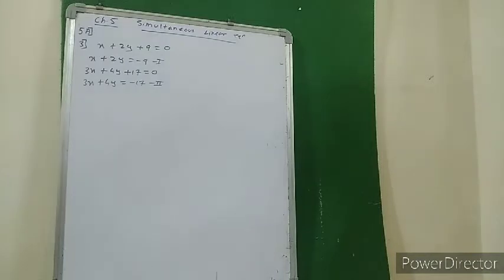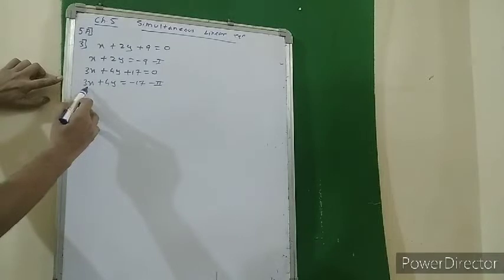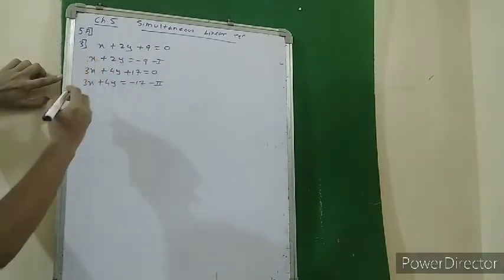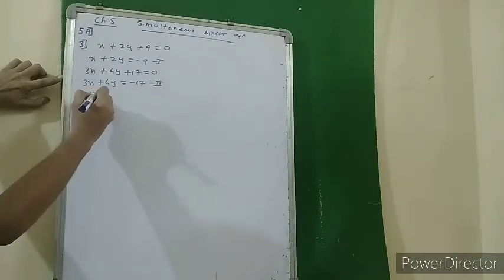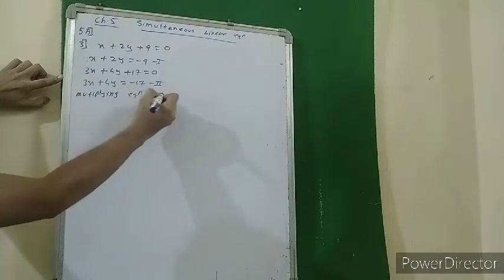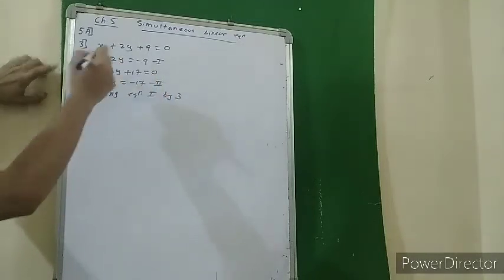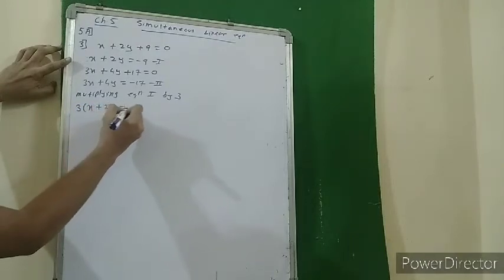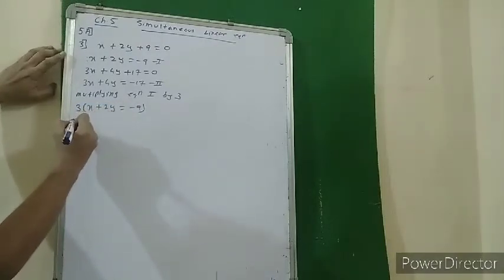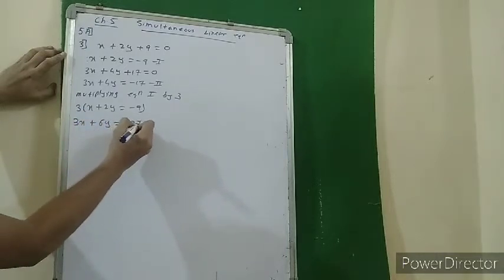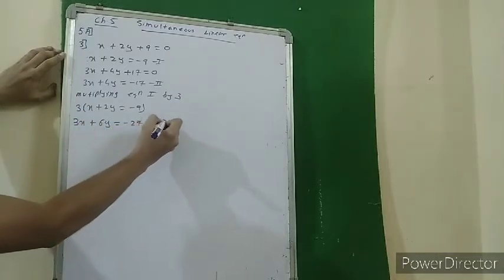Now what is the very first step? The coefficient should be the same. So we have 3 over here. Can we bring 3? Multiply equation 1 by 3. So multiplying equation 1 by 3, 3 multiplied by x plus 2y is equal to minus 9. When we multiply by 3, we will get 3x plus 6y is equal to minus 27, since 9 threes are 27. This is equation number 3.